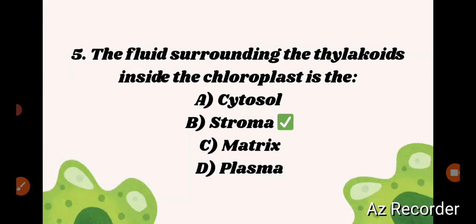And next, the fluid surrounding the thylakoids inside the chloroplast is the cytosol, stroma, matrix or plasma. Which is the answer? Stroma. Yes, the stroma is the main fluid part of the chloroplast, which contains the DNA, ribosomes and the main enzymes.